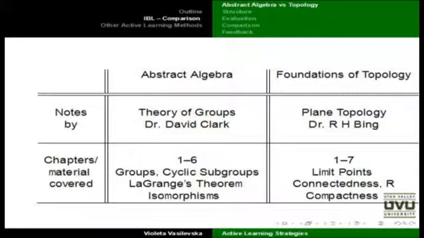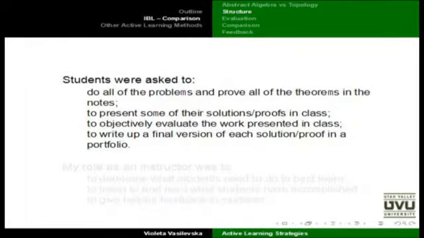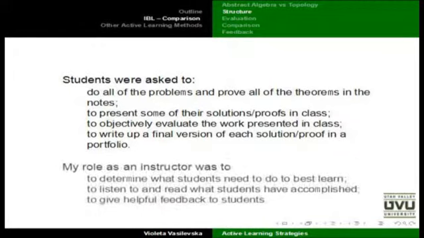The structure of both classes was a traditional IBL method. The students were given the notes. They were supposed to work the problems, prove the theorems, participate in class, ask questions, and evaluate the work presented by others. And at the end, they wrote up all of the homework and theorems and had their own portfolio. My role as an instructor was to guide them, to lead them, to read what they've done, to listen, and to help them as much as I can.